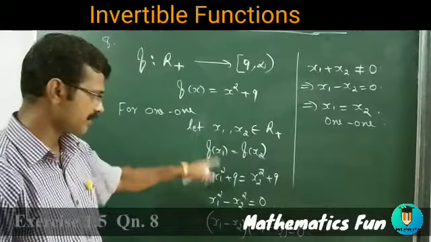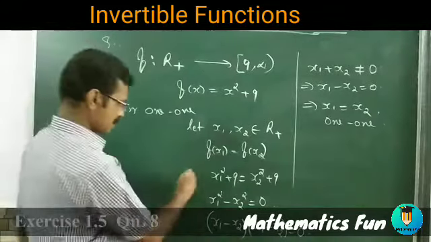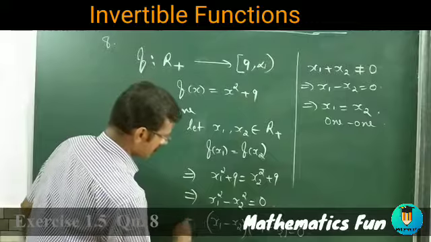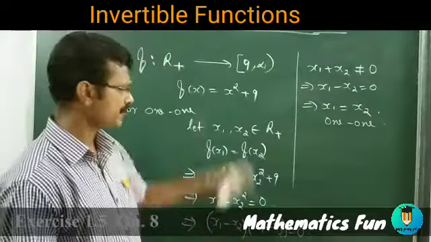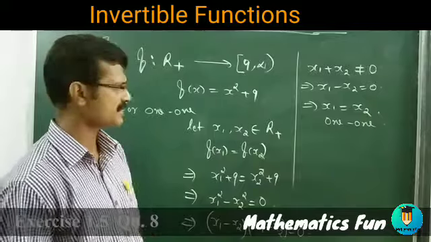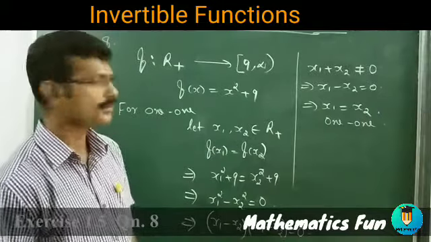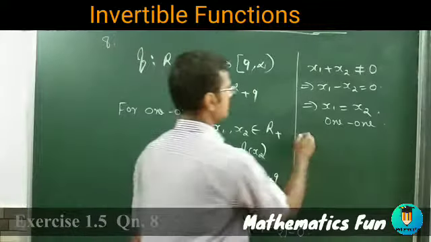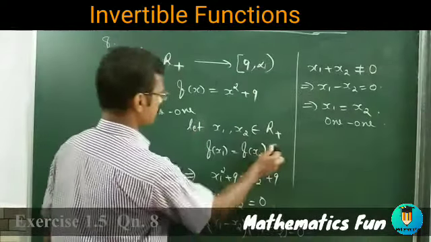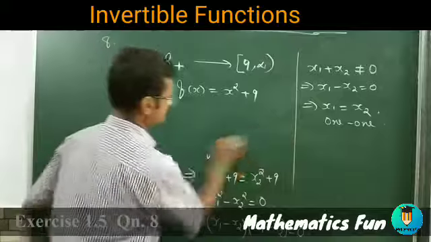So for one-one we go across like this, and from this we get x1 is equal to x2. So it is one-one. You have done sums like this in the previous exercise. Okay, one more part is over. Now we have to go on to onto.